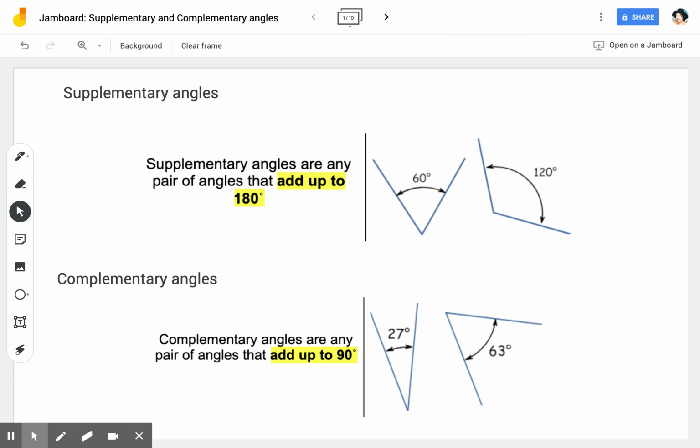Supplementary angles are any pair of angles that add up to 180 degrees. So notice that 60 and 120 add up to 180 degrees. Likewise, complementary angles are any pair of angles that add up to 90 degrees. So if you were to take 27 and add that to 63, that will give you 90 degrees.